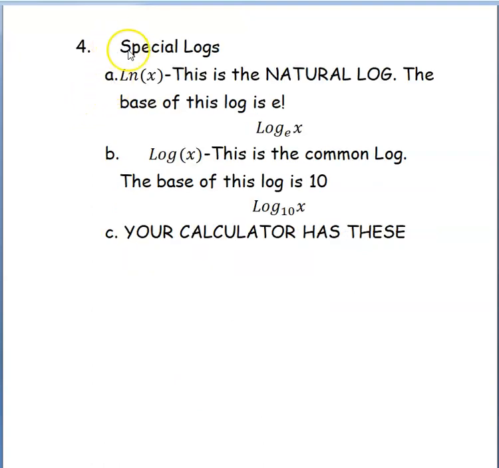The last thing in this section is special logs. So first off, ln. This is the natural log. It is the log base e, like this. Now, in case you're wondering, where the heck did that come from, Mr. Faust? We can talk about that.